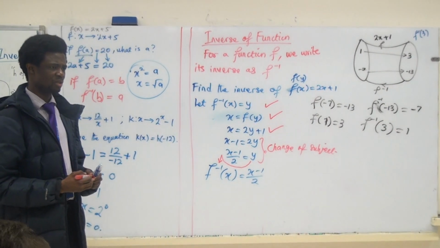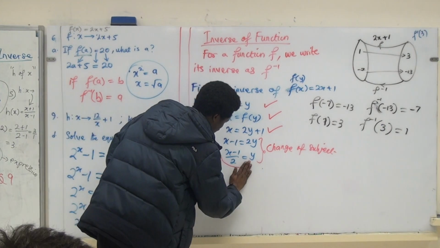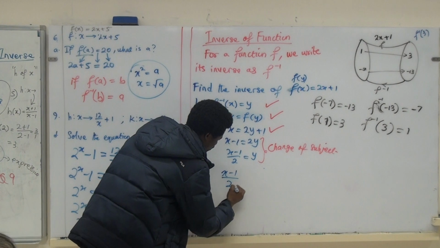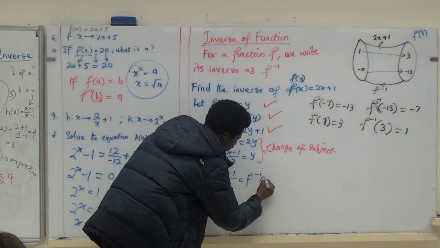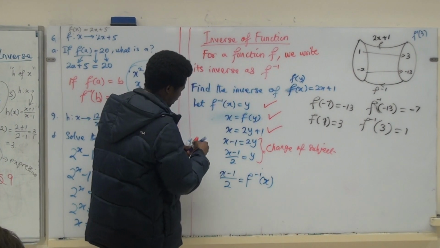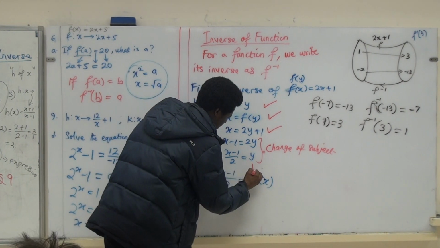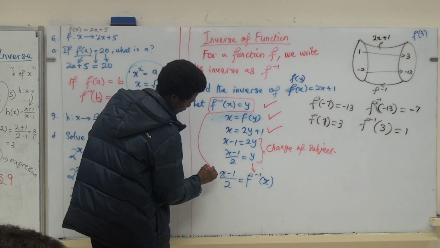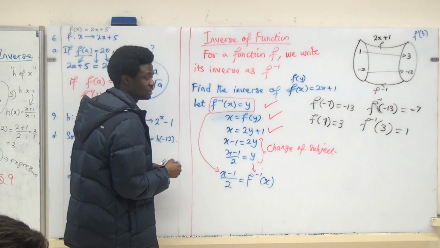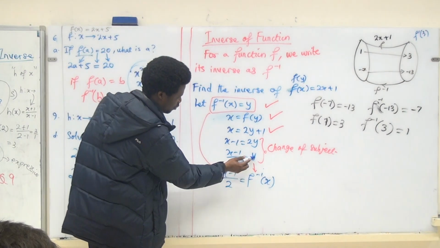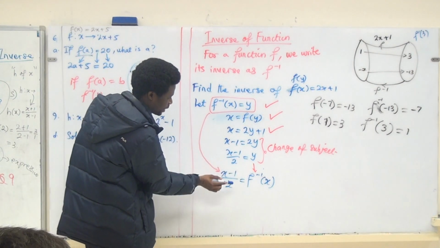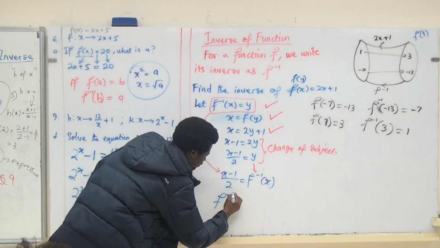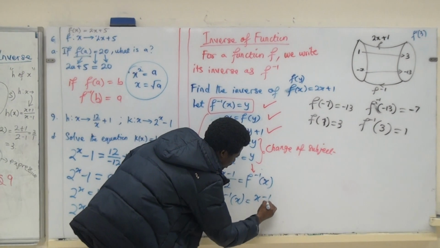Does it make sense? I don't know if I'm confusing someone. So x minus 1 over 2 is f inverse of x, because from the beginning, this is the same as this from here. Can you see that? That's what I did. From here, f inverse is y. So I got y, I changed it to f inverse, and I just copied and pasted it here. Then I can write finally, f inverse of x is x minus 1 divided by 2.